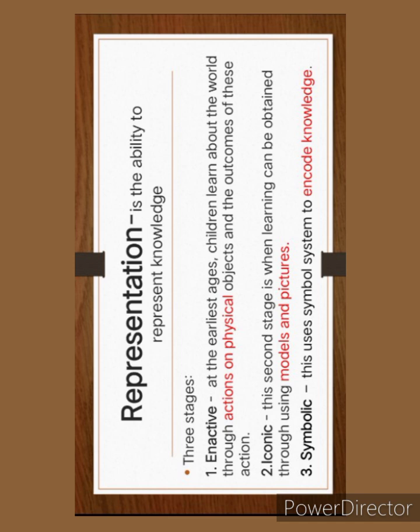So the second is iconic. Iconic representation. This second stage is when learning can be obtained through using models and pictures. So in iconic representation, you use models and pictures that you show to the students so it is easier for them to get what you are teaching. Okay, so the last one is symbolic. Symbolic representation uses a symbol system to encode knowledge. So encode knowledge, in my understanding, means receiving of information.